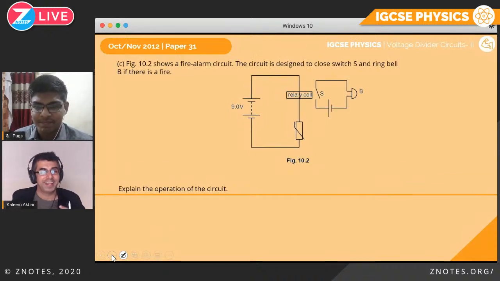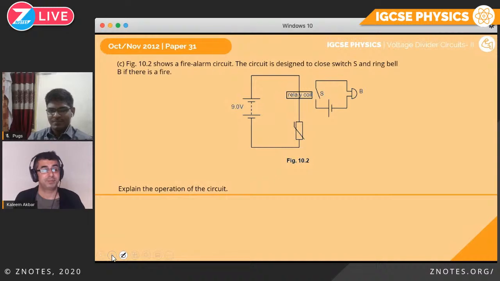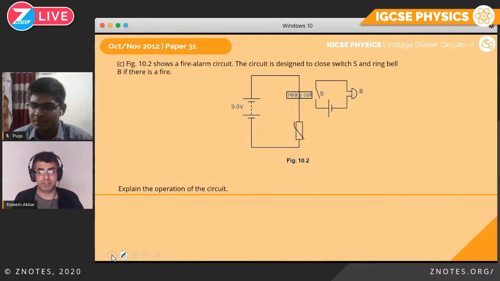Now, let's take it up a notch. Here we've got the thermistor, but at the top we've got a relay coil. What is a relay coil? When we do electromagnetism, you're going to learn this very shortly. It's a solenoid. It's a coil of wire wrapped round and round. When you put current through it, it becomes magnetized. It becomes a magnet. What do you think it does to this circuit that it's not actually touching? It's not physically touching it.